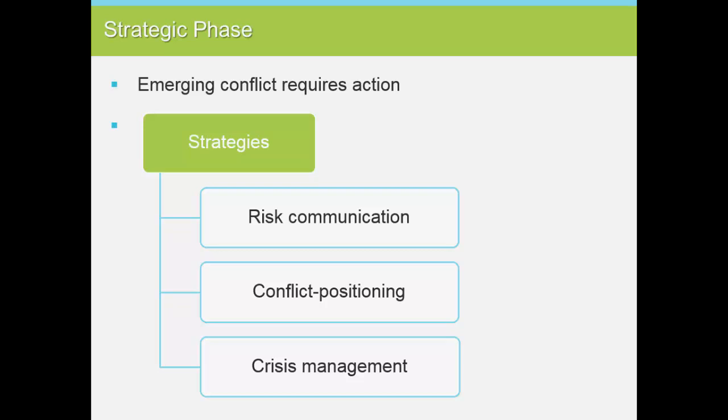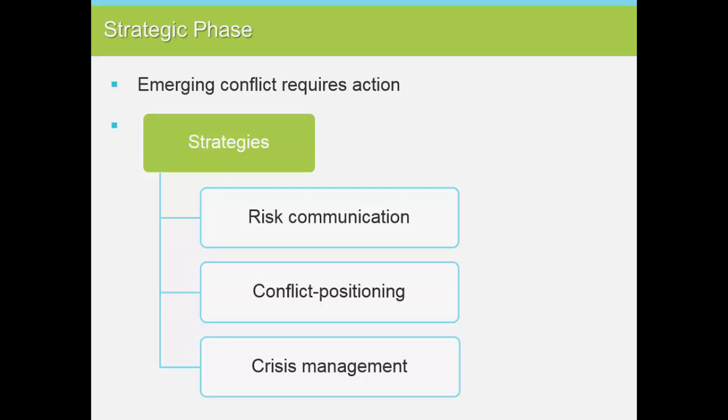In the strategic phase, the emerging conflict is identified by the PR professional as something that will require action. The three strategies implemented in this phase are risk communication, conflict positioning, and crisis management. Risk communication allows the public relations professional to minimize future damages caused by the crisis by informing stakeholders of the potential danger. Conflict positioning is similar to the concept of stance, which we discussed earlier.